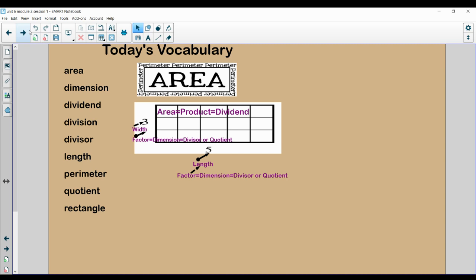Some of the terms that we have been working with would be area, dimension, dividend, division, divisor, length, perimeter, quotient, and rectangle. Remember, the area is the two-dimensional space that a shape takes up, and the perimeter is the measurement around the area. As you can see here on our diagram, area is in the middle, perimeter goes around it.